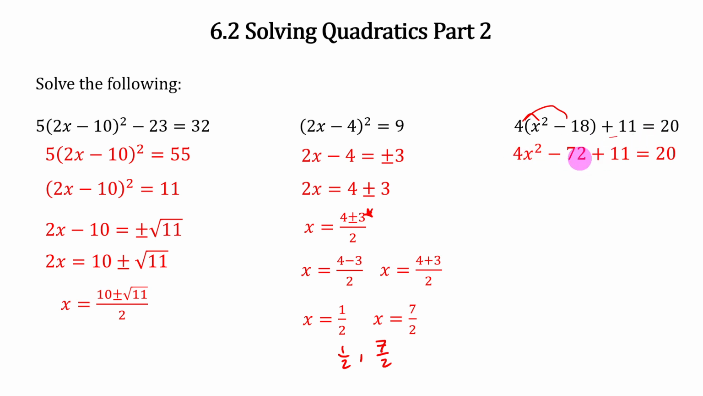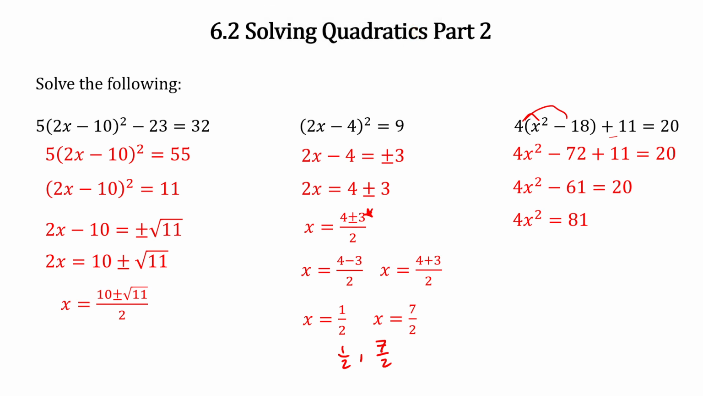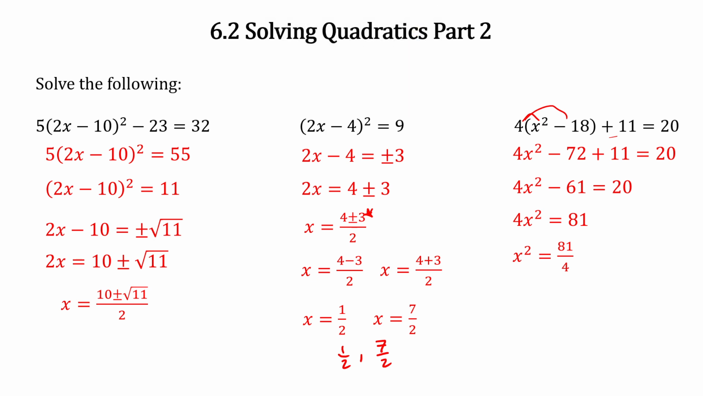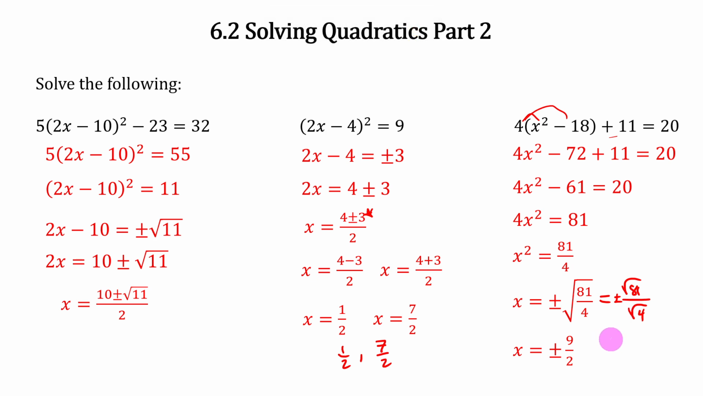So here I can combine the 72 and 11. And now I can add 61 to both sides. And now divide by 4. And the nice thing is now when I take the positive and negative square root, I've got two nice, neat, perfect squares. By the way, for the record, it's the square root of 81 over the square root of 4, so you just take the square root of each number. It's positive 9 over 2. In Delta Math, you'll type 9 over 2, comma, negative 9 over 2. Okay, there you go. Good luck.